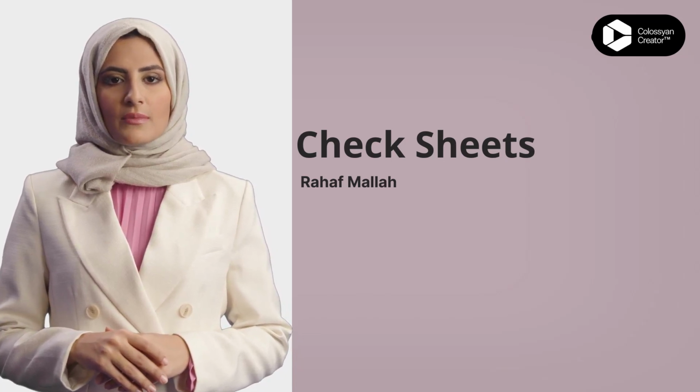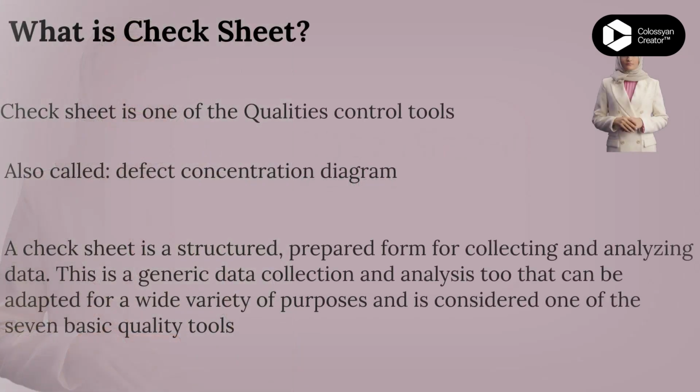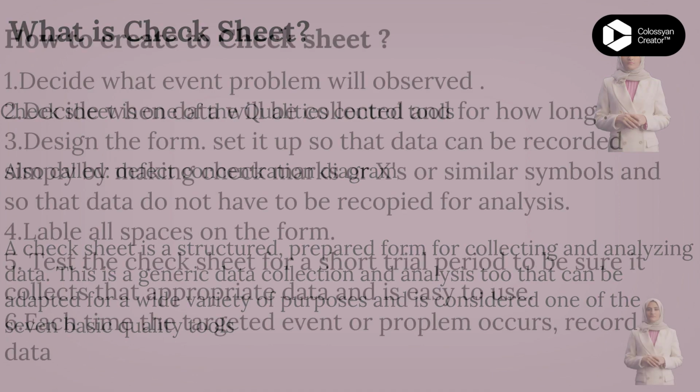Today I want to talk about check sheets. Check sheets is one of the quality control tools, also called defect concentration diagram. A check sheet is a structured, prepared form for collecting and analyzing data. This is a generic data collection and analysis tool that can be adapted for a wide variety of purposes and is considered one of the 7 basic quality tools.